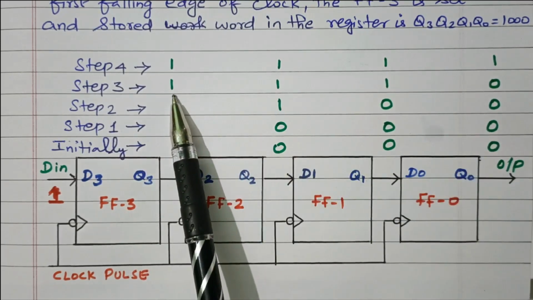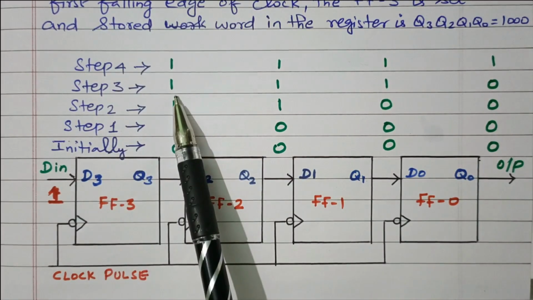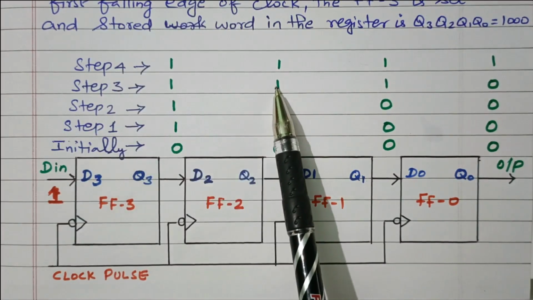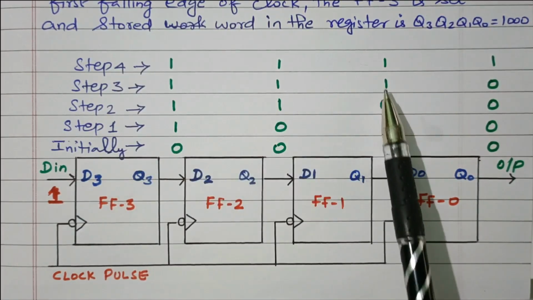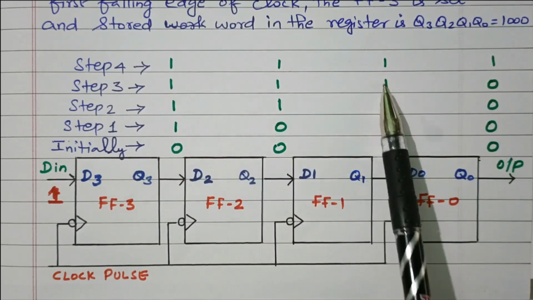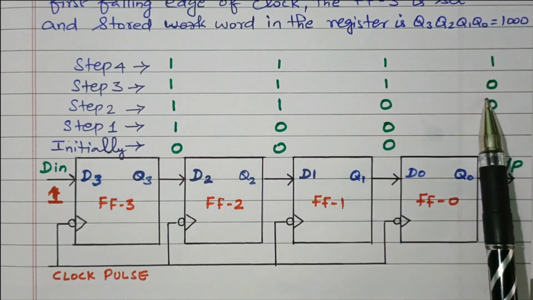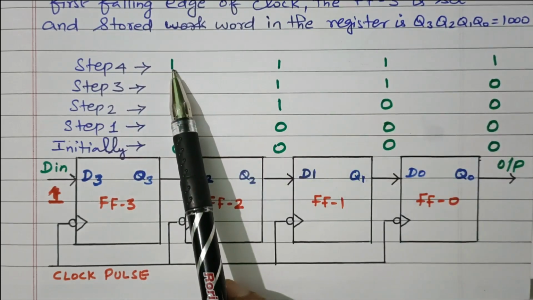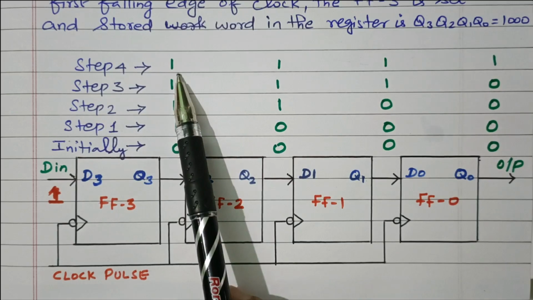Again, one more 1 is applied to the D in. What happened? This 1 will go to the next flip-flop. This 1 goes to the next flip-flop. This 0 goes to the next flip-flop. Now it becomes 1, 1, 1, 0. Again, one more 1 is applied because we need to store 1, 1, 1, 1.